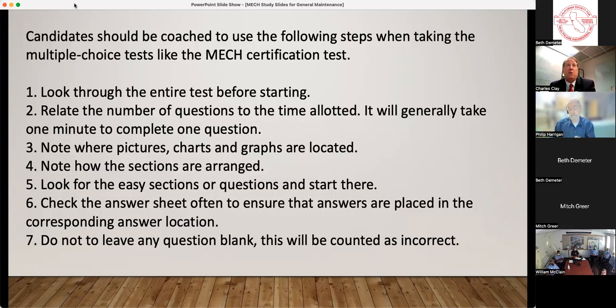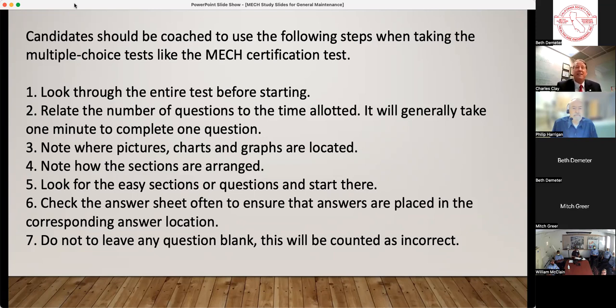Candidates should be coached using the following steps. Now, here's something that I threw in here. I'm not going to dwell on it too much, but this is on test taking methodology. I thought it was worthwhile because I've taken a few tests in my tenure, and these are very good tips. Look through the entire test before starting. Skim through it, don't read it in detail. Relate the number of questions to the time allotted.